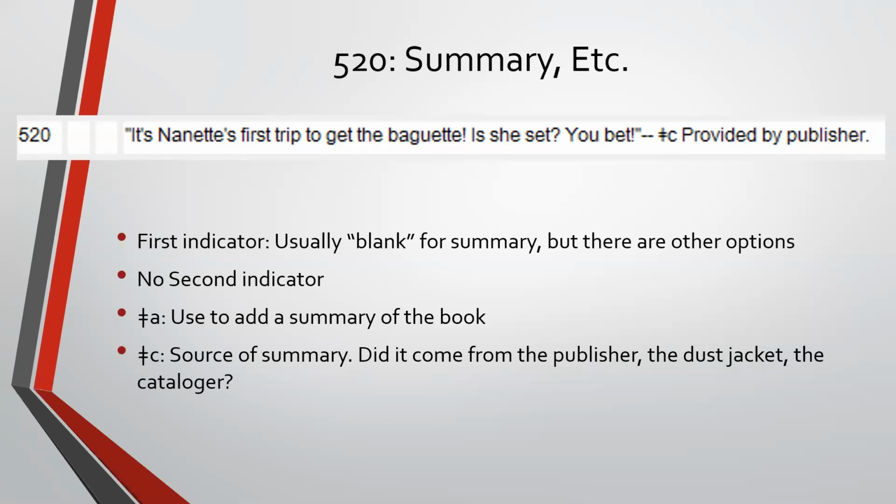I end up using this a lot with materials that we have purchased from rare books dealers. Often they'll have descriptions in their catalog about what this item is or what a collection is, in which case I'll enter a subfield C, description by seller or from seller.